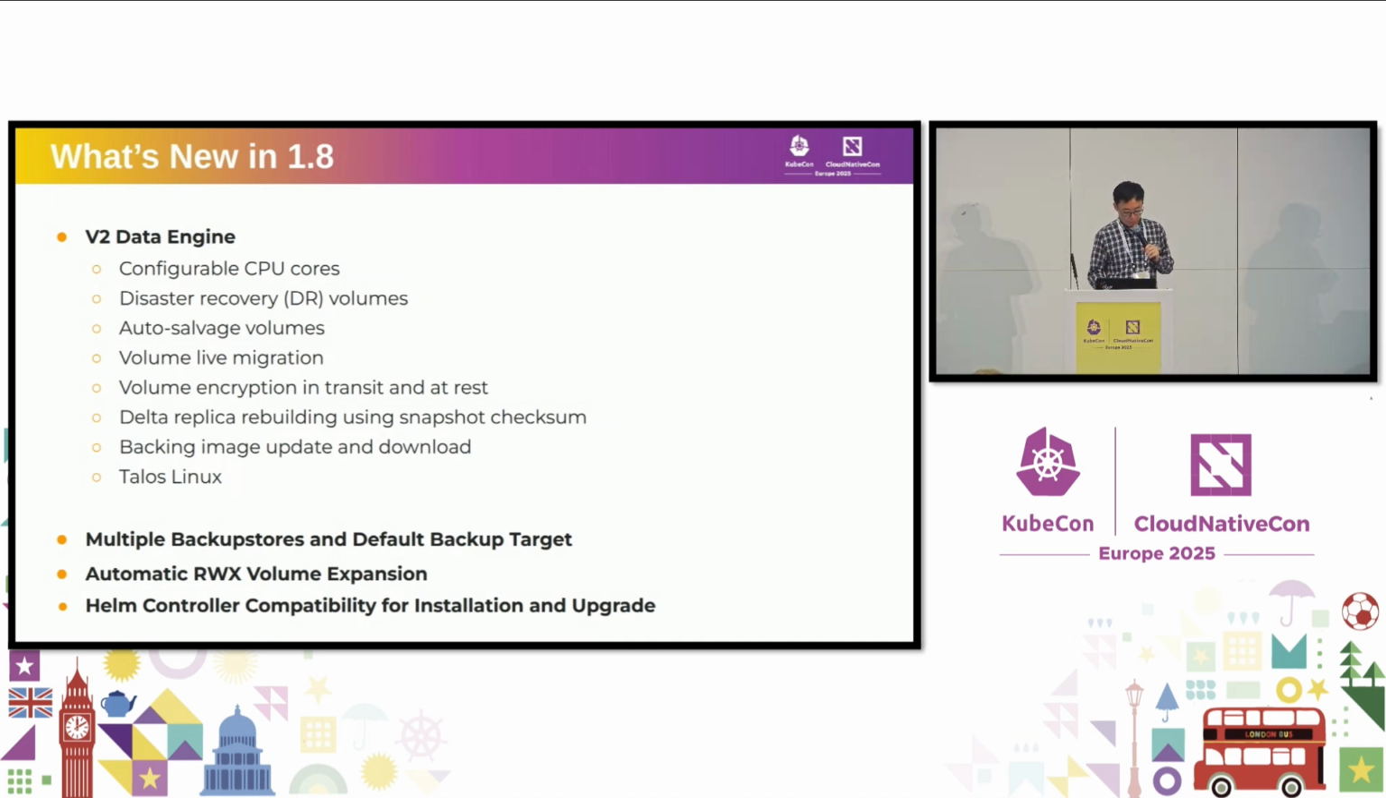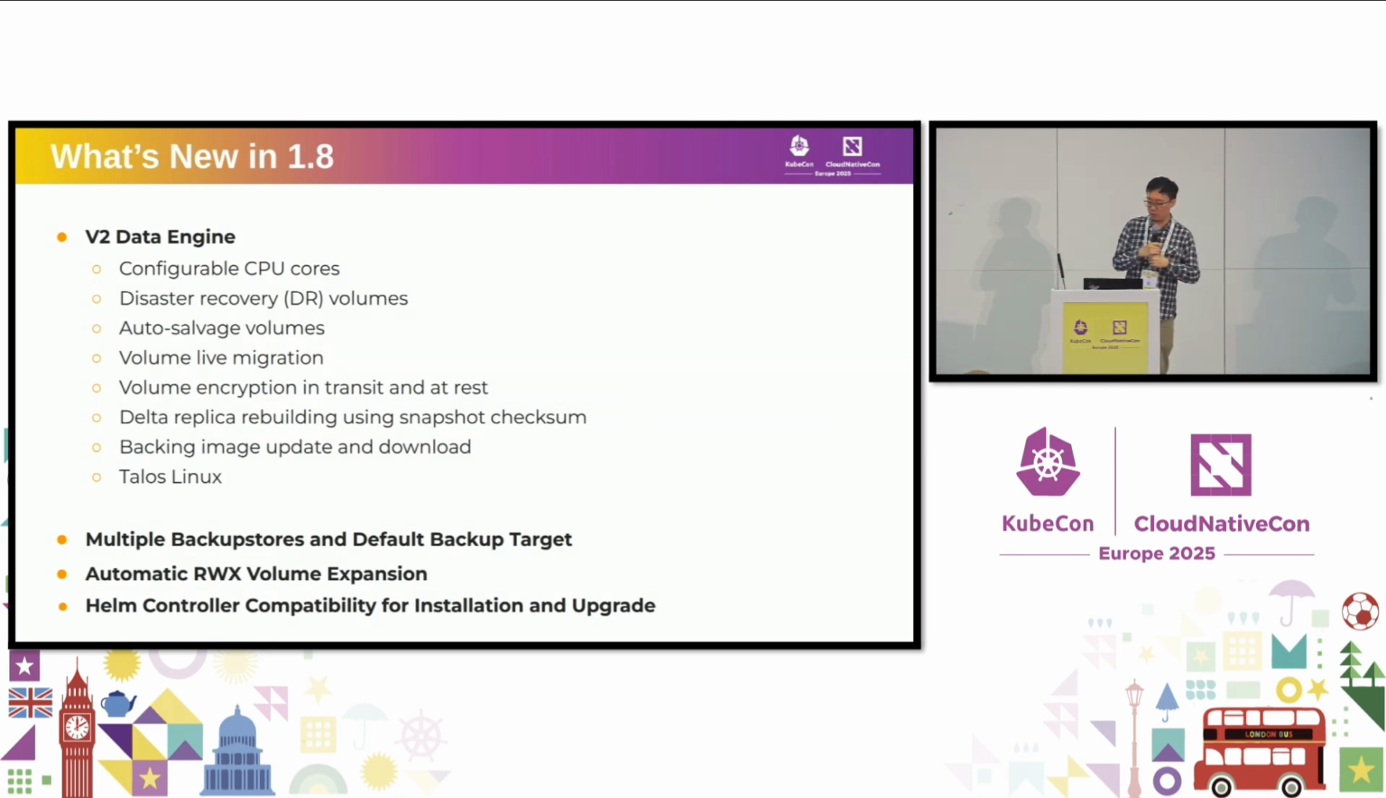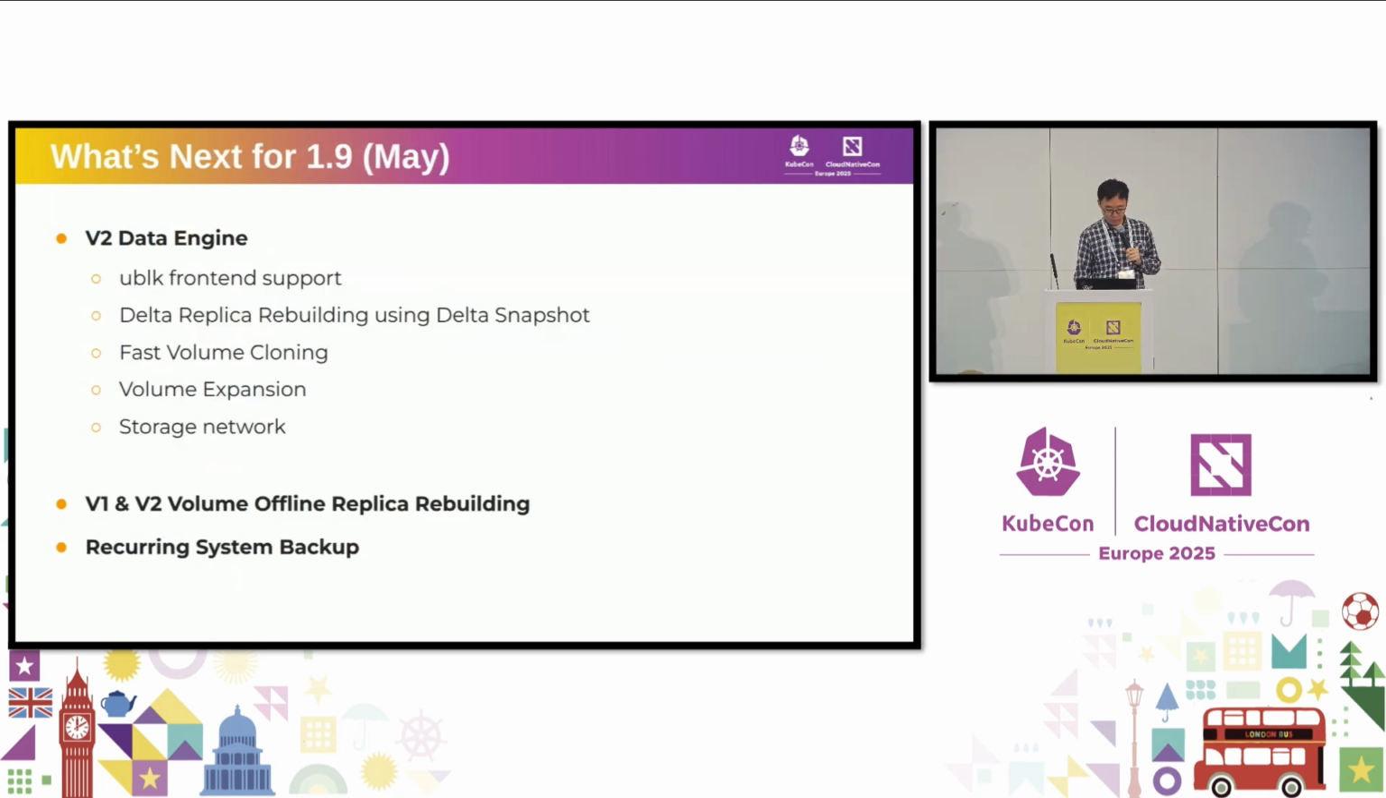And multiple backup and rewrite many, automatic volume expansion without service downtime. And the Helm controller introduced by K3s. And some people want to use the automated way to handle the Longhorn installation and upgrade. It works right now as well.